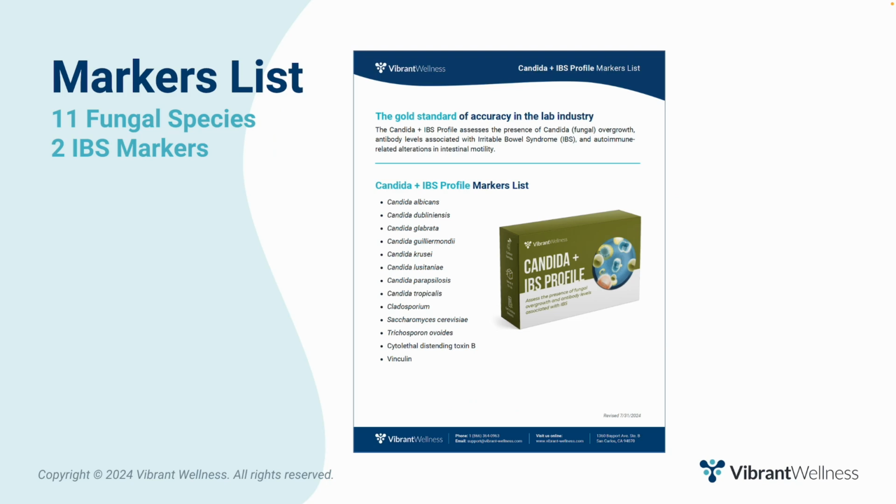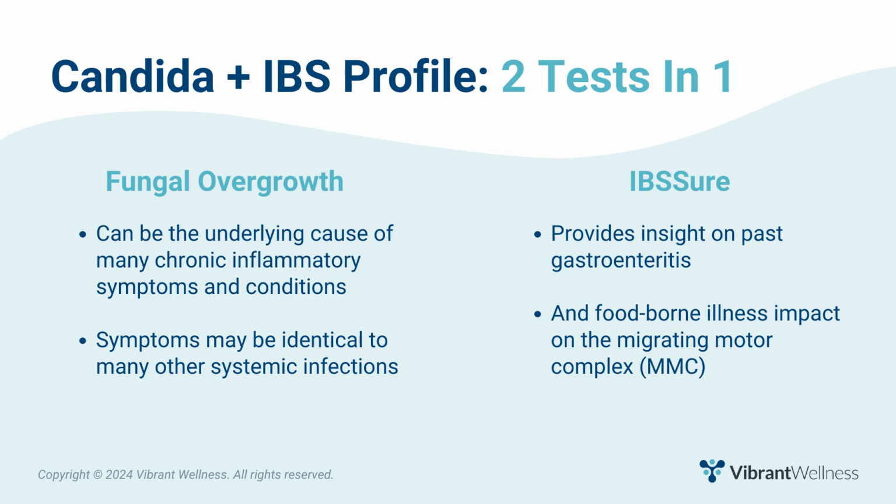The Candida plus IBS profile measures antibody levels to 2 antigens associated with IBS and 11 fungal species, including 8 Candida species, Saccharomyces cerevisiae, Trichosporon ovoides, and Cladosporium. Fungal overgrowth can be the underlying cause of many chronic inflammatory conditions, and fungal overgrowth symptoms can be identical to many other systemic infections, requiring highly accurate lab testing to provide definitive answers.